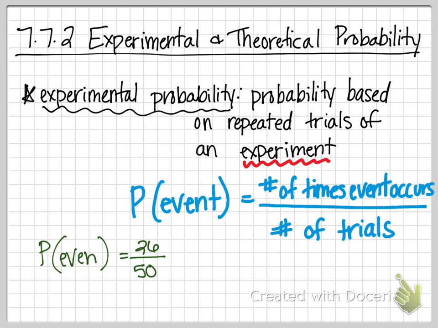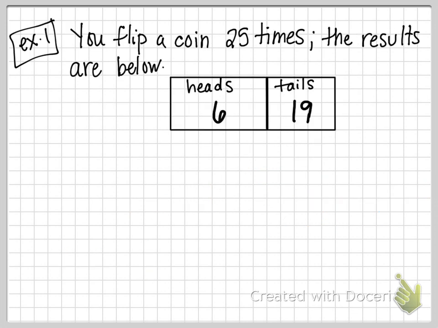We're actually going to do an example. Okay, let's look at this. You flip a coin 25 times. The results are below. It looks like out of 25 times, 6 times it landed on heads, 19 times it landed on tails.